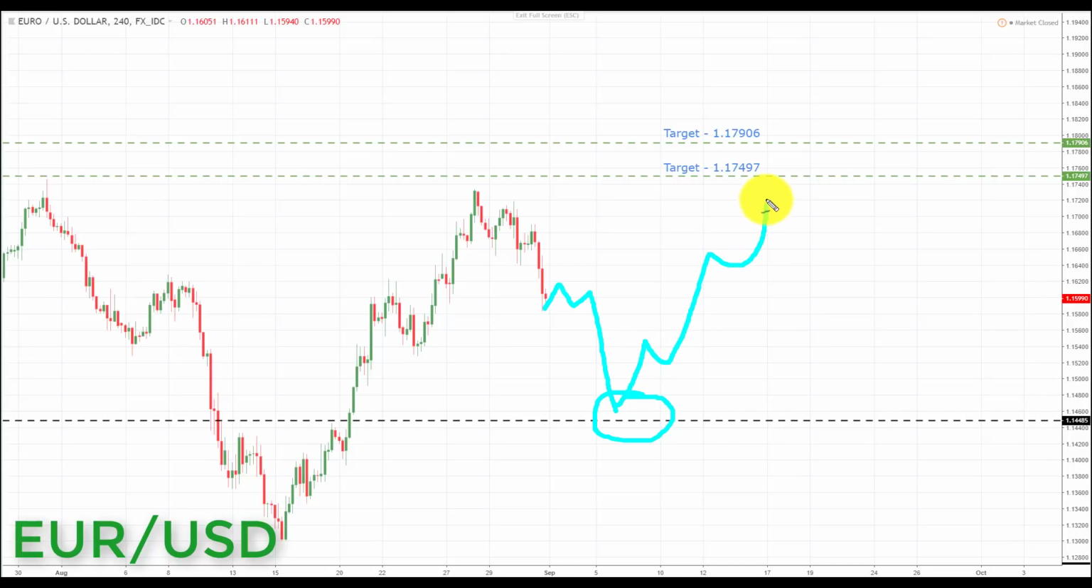We're going to be looking at initiating longs up towards the next key area of resistance to the upside and target set, the 1.17497. And if we can get a breakthrough here, we're going to be looking up towards the next target to the upside and target 2, the 1.17906.